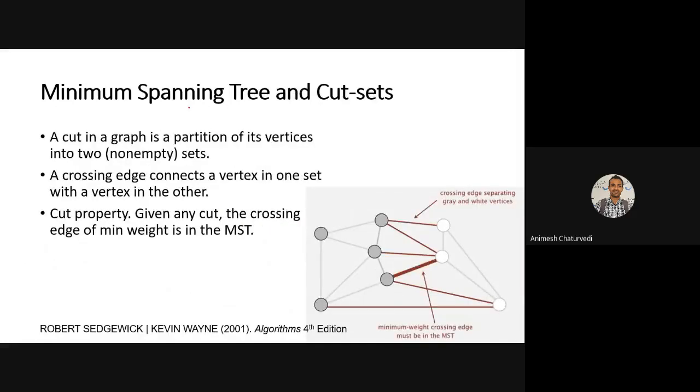Now we'll see the minimum spanning tree and the cut set. In graph theory, a cut partitions the graph into two different parts, two non-empty sets. So you can form a crossing edge, which connects a vertex in one set with a vertex in the other set. So there are two parts in this graph, two components. You can see this one and this one.